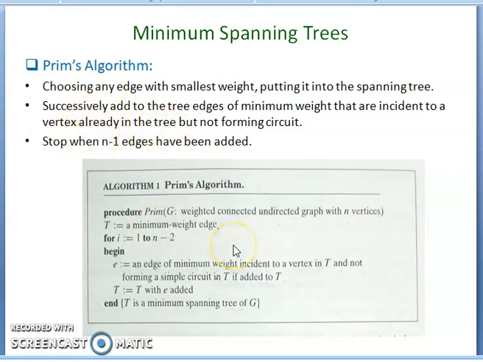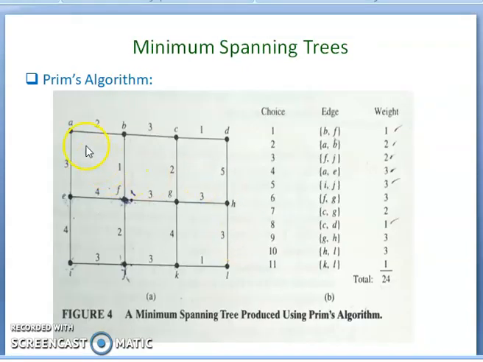Before going further, first let's go for the numerical example. This is one weighted graph. So what is the least value among all these weights? The least weight is 1. There are three edges with weight 1: BF, CD and KL, right? These are the three minimum weights. Take any one. So first you consider this edge, BF.